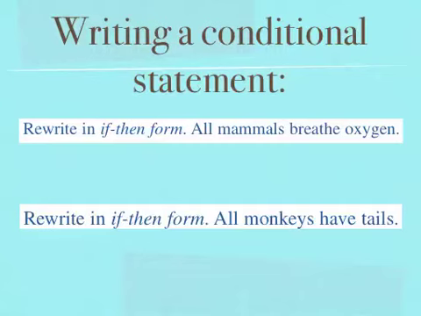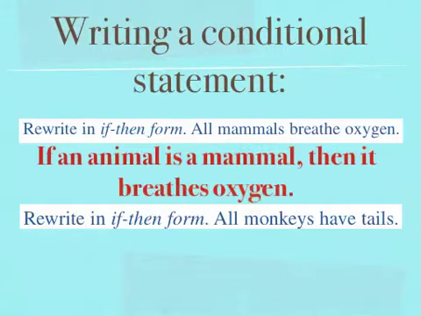So changing all mammals breathe oxygen to a conditional statement in if-then form, we can say if an animal is a mammal, then it breathes oxygen. Notice I had to change the wording a little bit. I had to add a few words in to say that we were talking about animals. Obviously, a mammal is an animal. So you're going to have to add in some words here and there. You're not going to be able to only use the words that they give you to rewrite it as a conditional statement.